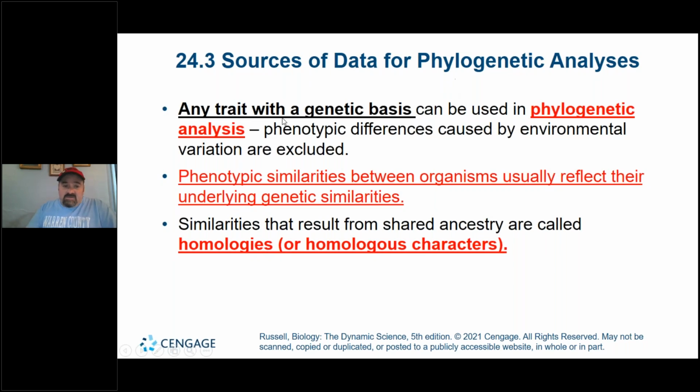So, sources of data. Any trait with a genetic basis can be used in the phylogenetic analysis, right? So phenotypic differences caused by environmental variation are excluded. We talked about the phenotypic differences as far as what you actually see phenotypically. These similarities between organisms can be a result of environmental variation. Phenotypic similarities between organisms usually reflect their underlying genetic similarities, right?